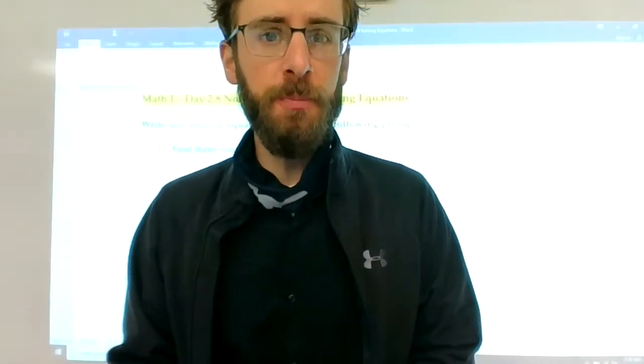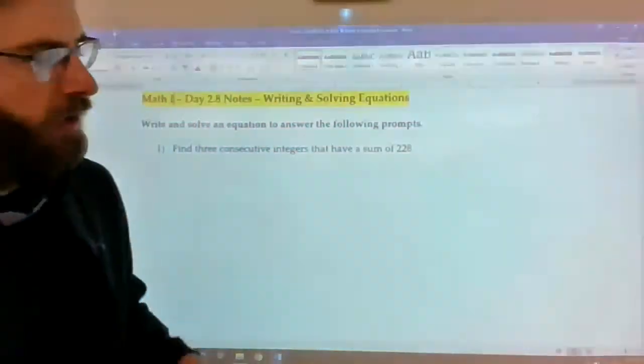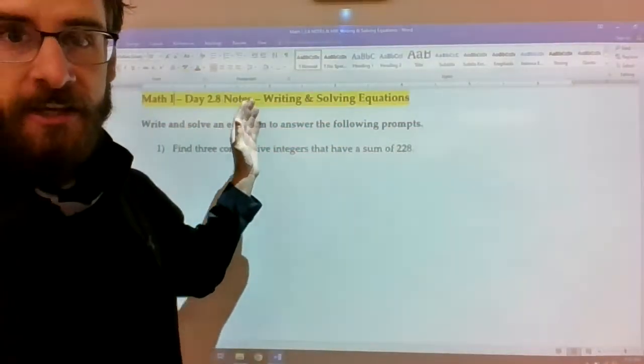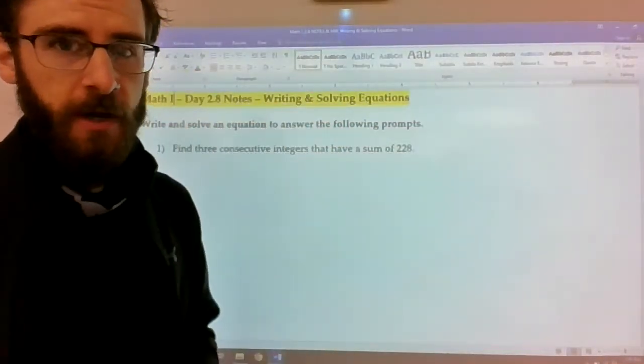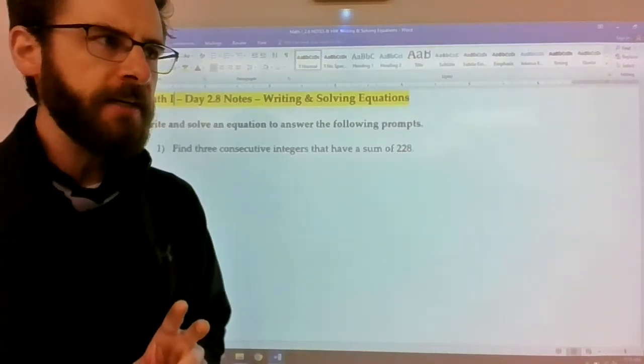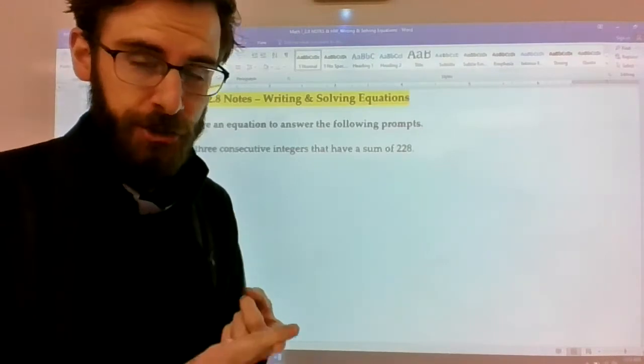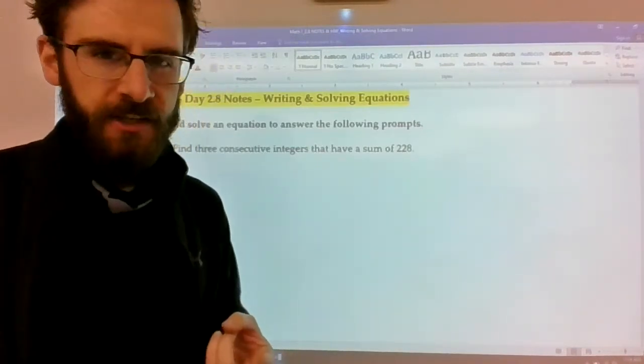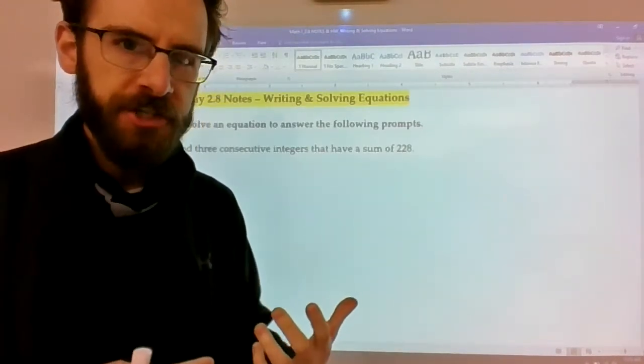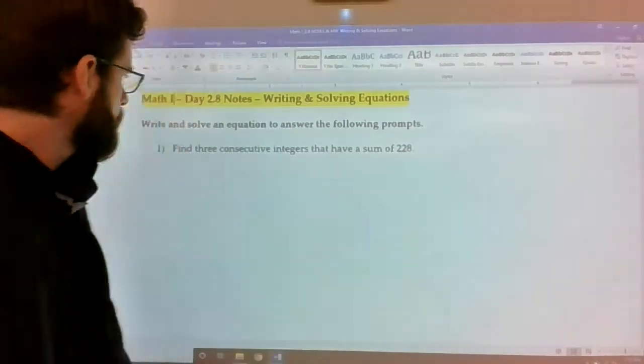It's over section 2.8. We're going to continue this whole idea of writing the equation before we have to solve it. So I've got two really basic types of problems to throw at you. One is consecutive integer problems, and one is what I'd like to call a starting point rate of change type problem. So let's get to it.